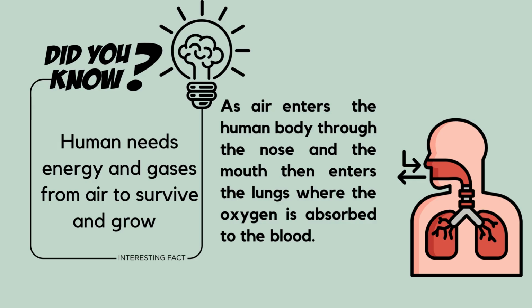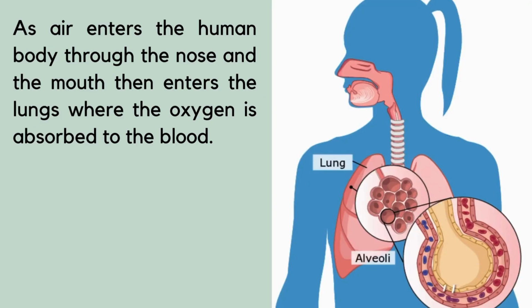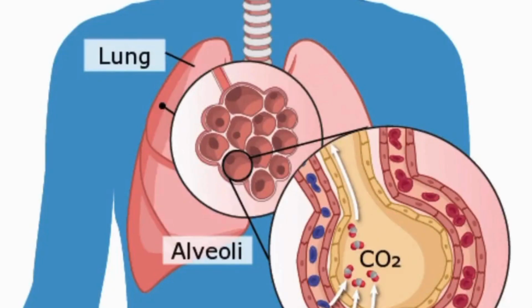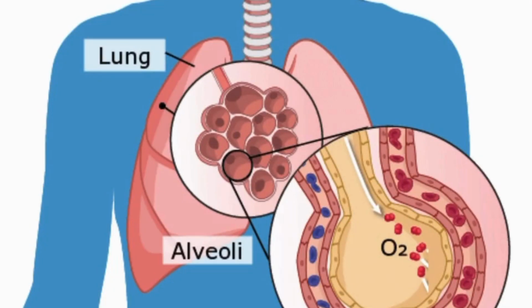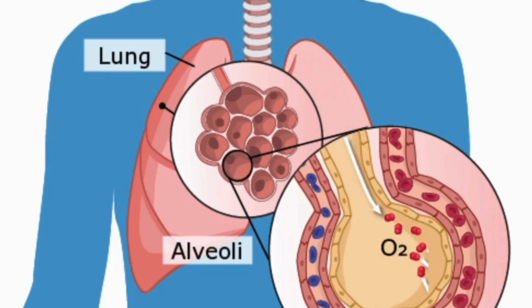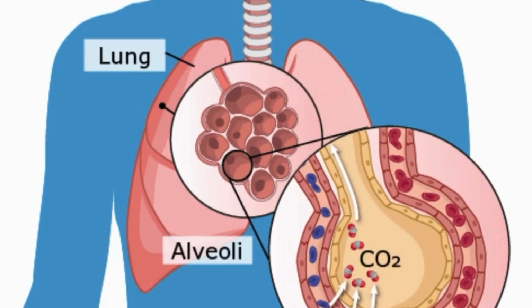Also, humans need gases from air to survive and grow, and this air enters the human body through the nose, yes, and the mouth, then enters the lungs, where the oxygen is absorbed into the blood. And this is, remember this system? This is the respiratory system. So here, the oxygen is absorbed into the blood and goes to all the body parts.